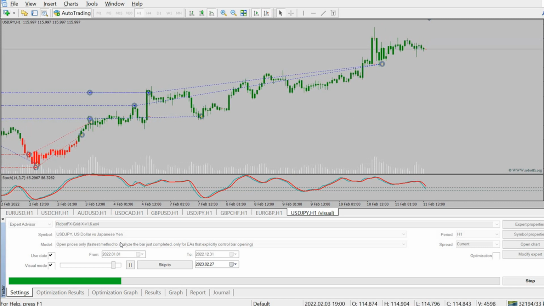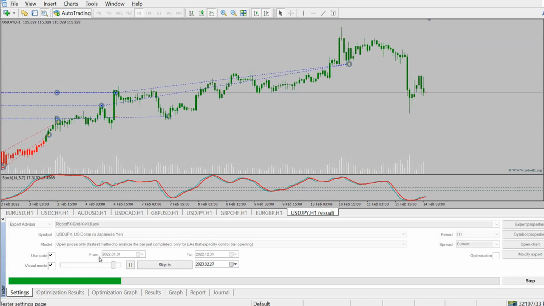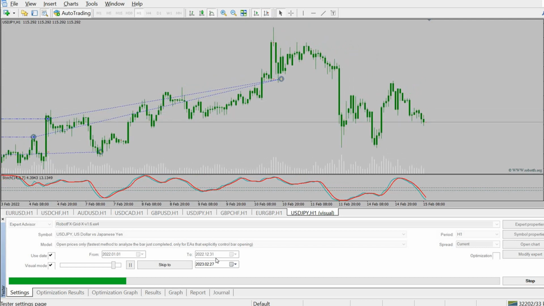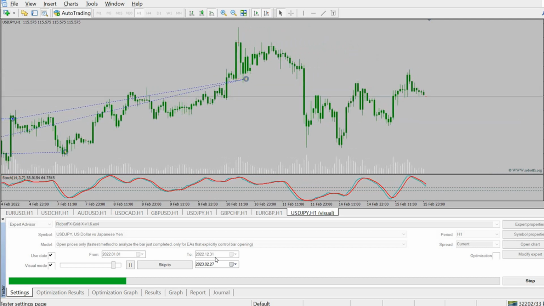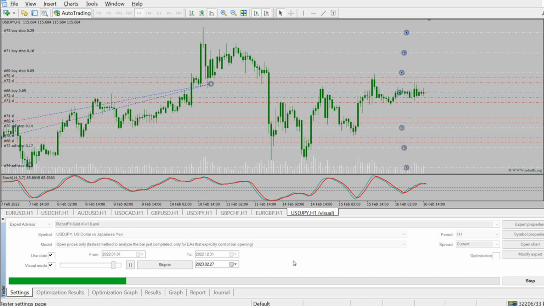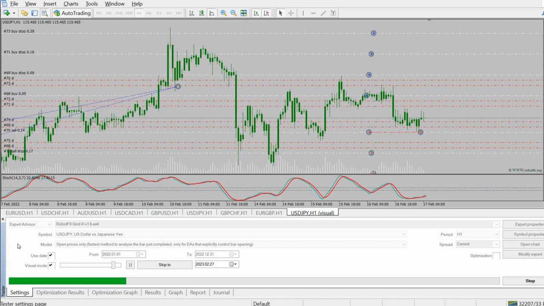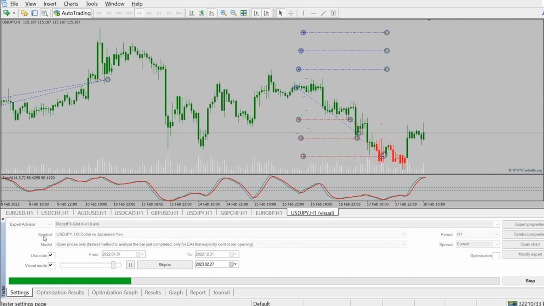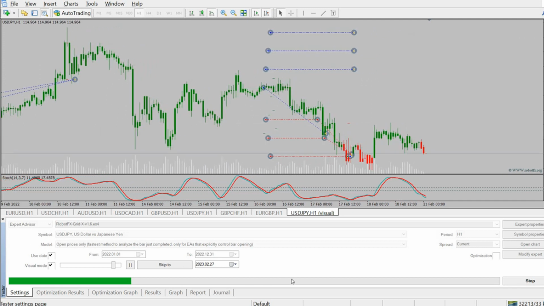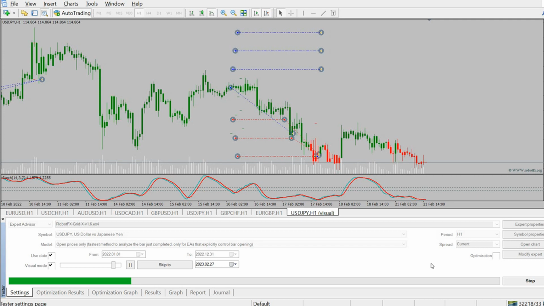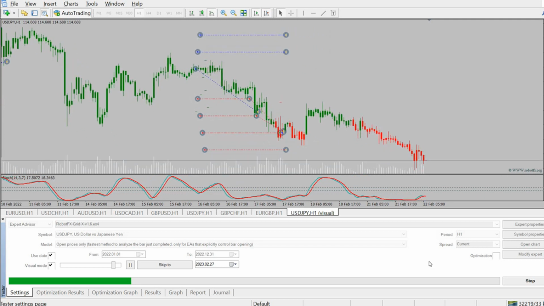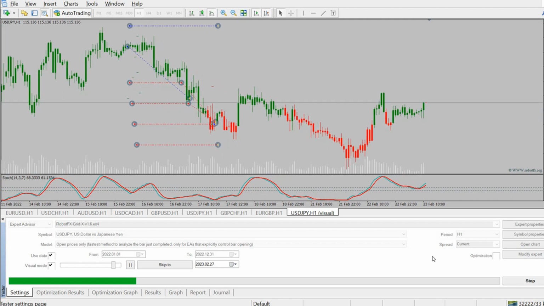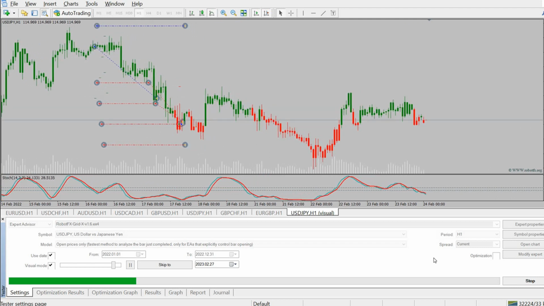As you can see, I'm testing the entire previous year, 2022, from the beginning of the year until the 31st of December 2022. I've left the symbol USD Japanese yen. I guess that's not relevant since we are just trying to figure out how the expert advisor works, right? So any symbol will do for this purpose.